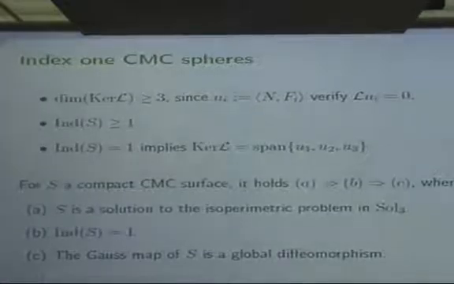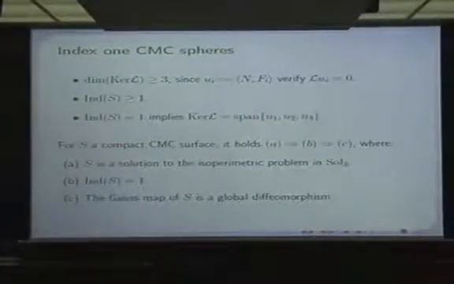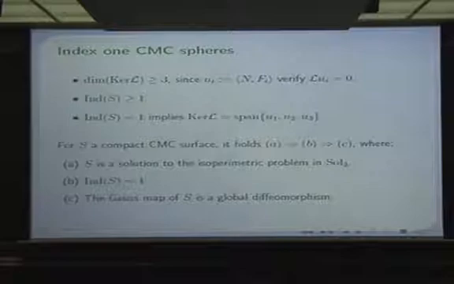Okay, and so now we have this sequence of implications. Assume that you have a compact constant mean curvature surface in Sol 3. Then we have that A implies B and B implies C, where we have the following. A is that S is a solution to the isoperimetric problem, and it implies directly that the index is 1.